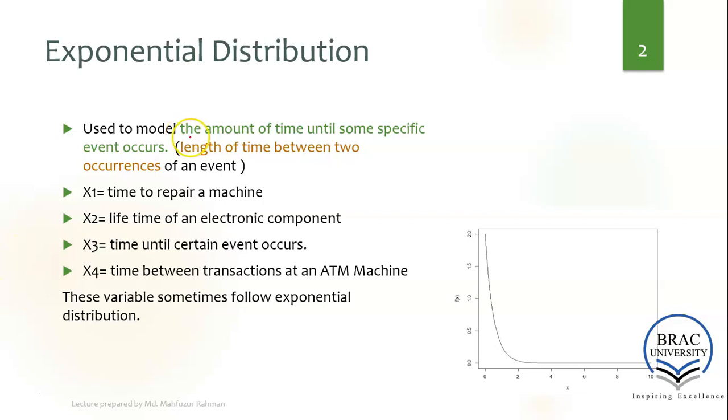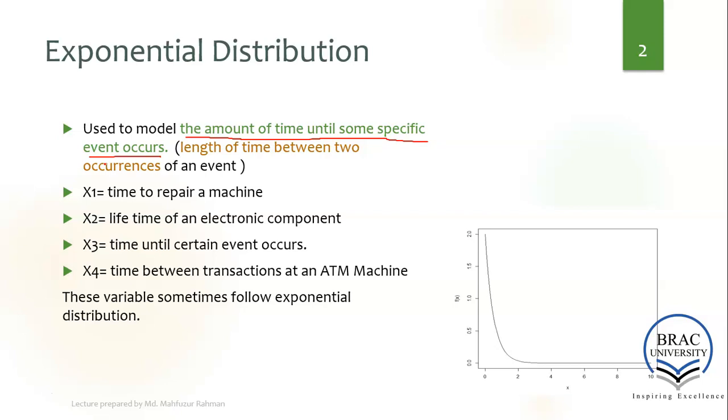The exponential probability distribution is mainly used to model the amount of time until some specific event occurs. It also describes the length of time between two occurrences of an event. Basically, it answers a few questions. What is the probability that some event will occur within the next t hours or days, or what is the probability that some event will occur between t1 hours and t2 hours, or what is the probability that the event will take more than t1 hours to occur.